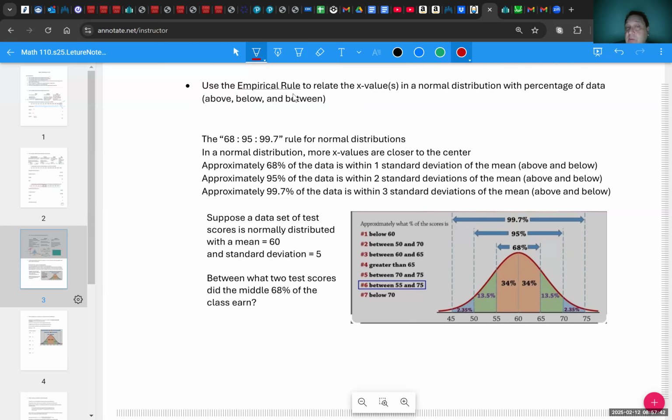The empirical rule is also often known as the 68, 95, 99.7% rule for normal distributions. Those numbers seem quite random, and in a way they are, but they come up so frequently that most students who finish statistics, even a year later, remember 68, 95, 99.7 because it comes up so often. So what do those numbers represent?